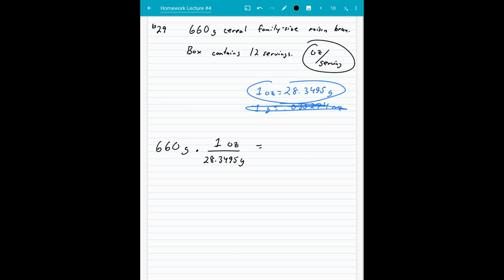And we can figure that number out. Grams cancel out. 660 times 1 makes 660, so we'll end up having to divide 660 divided by 28.3495 grams. And that gives us 23.28083387 ounces. It's a long number.